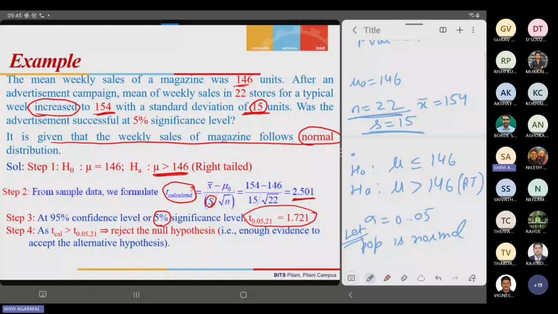Okay? So here T alpha with n minus 1 degrees of freedom. N minus 1 is what? N is equal to 22. So n minus 1 is 21. So we are checking 21 degrees of freedom, and T at 0.05 we are finding. This value is 1.721. So what we are saying? T calculated value is greater than our T alpha value. So we reject the null hypothesis. Correct? It is 1.721. You can verify this answer.